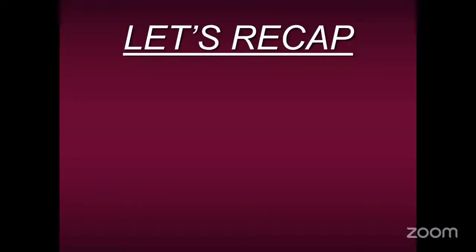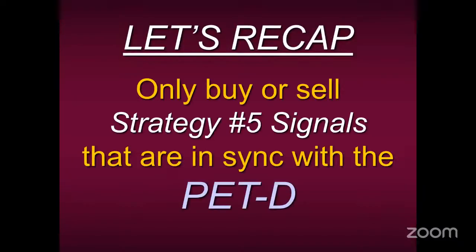Okay, let's recap what we talked about today. Only buy or sell strategy number 5 signals, whether they're up or down, but they have to be in sync with the pet D. This is how you'll increase your odds for consistency trading candlesticks. Remember, the traditional candlestick way of trading doesn't show and display a lot of consistency. I just shared with you a couple of examples. You'll see a few more in just the upcoming slides, but there's not a lot of consistency. But you will increase your odds for consistency if you apply strategy 5, our non-traditional candle method, along with the pet D. This is what we call the candlestick combo.